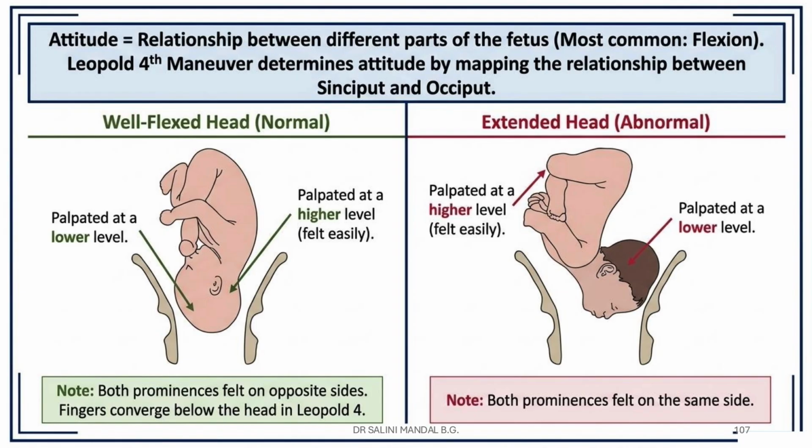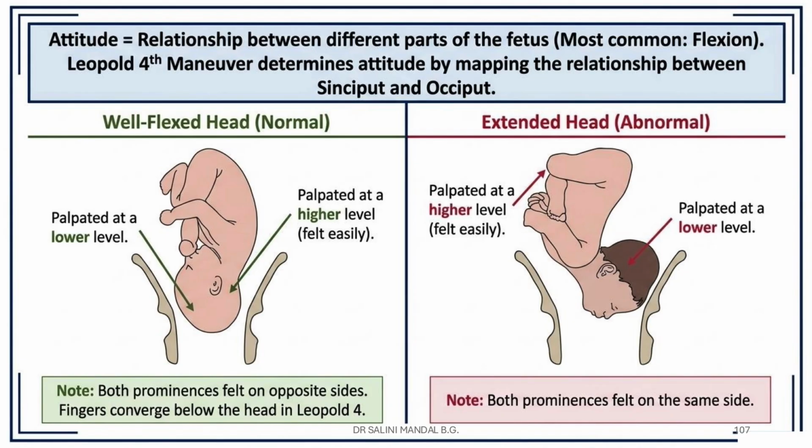Next is a little bit about attitude. Well flexed was the normal one, well flexed head. Remember, attitude is, you can see that everything is flexed towards each other. The head is palpated at a higher level. And remember, both the prominences, may it be the occipital prominence, can be felt on opposite sides.